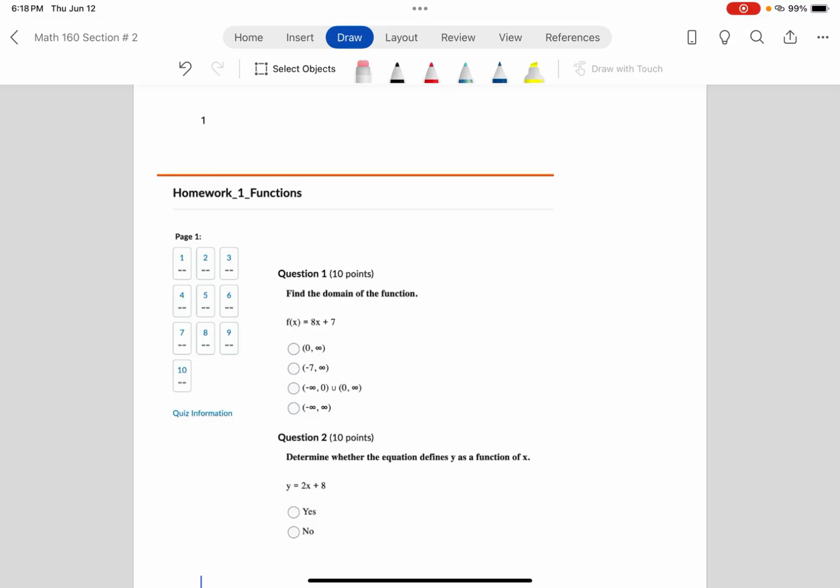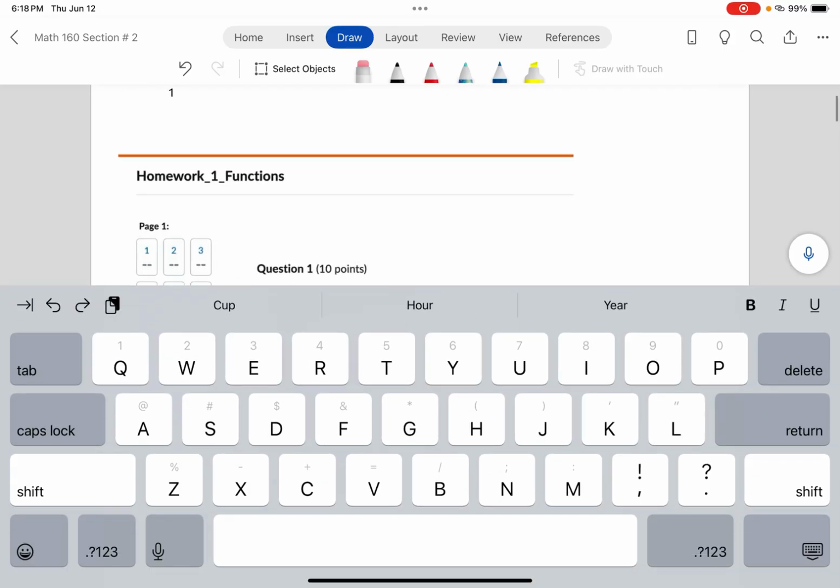Function is the topic the professor did last week, and you have some homework, some quizzes. If you need some extra help with those topics, here you have my email, you can email me. So I will solve those 10 questions, and I will show you how to solve them. Those questions are about the main topic, function.